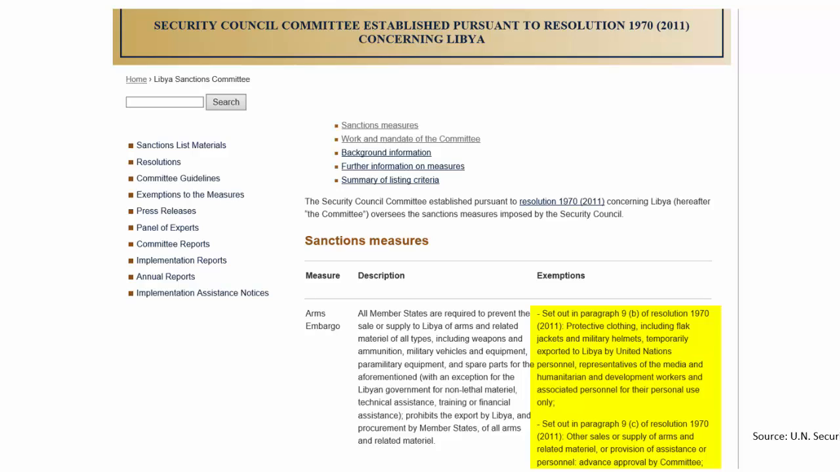Set out in paragraph 9B of Resolution 1970, protective clothing, including flak jackets and military helmets, may be temporarily exported to Libya by United Nations personnel, representatives of the media, and humanitarian development workers and associated personnel for their personal use only. So when you see a reporter on the news from Libya wearing a flak jacket, that's how they were able to get the flak jacket into the country.